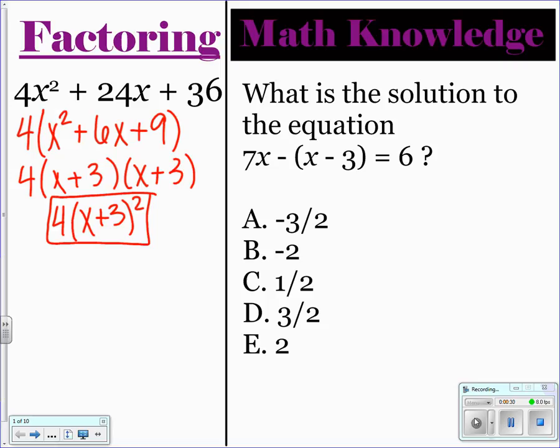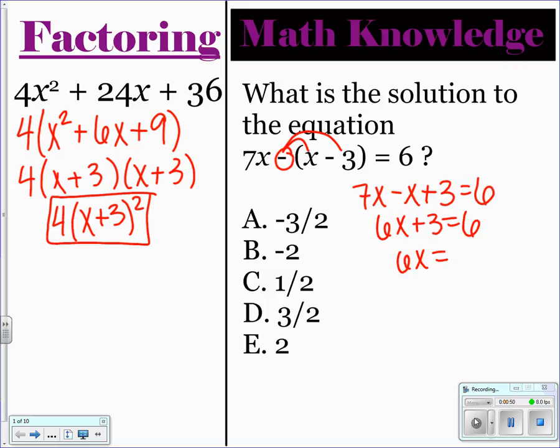For the math knowledge question, we want to start by distributing this negative. So we're going to have 7x minus (x plus 3) equals 6. You have to make sure you distribute it to both of those two terms. So 7x minus x is 6x, plus 3 equals 6. So subtract 3 and you get that 6x equals 3. And if you divide by 6, 3 over 6 is 1 over 2. So our answer is C, 1/2.